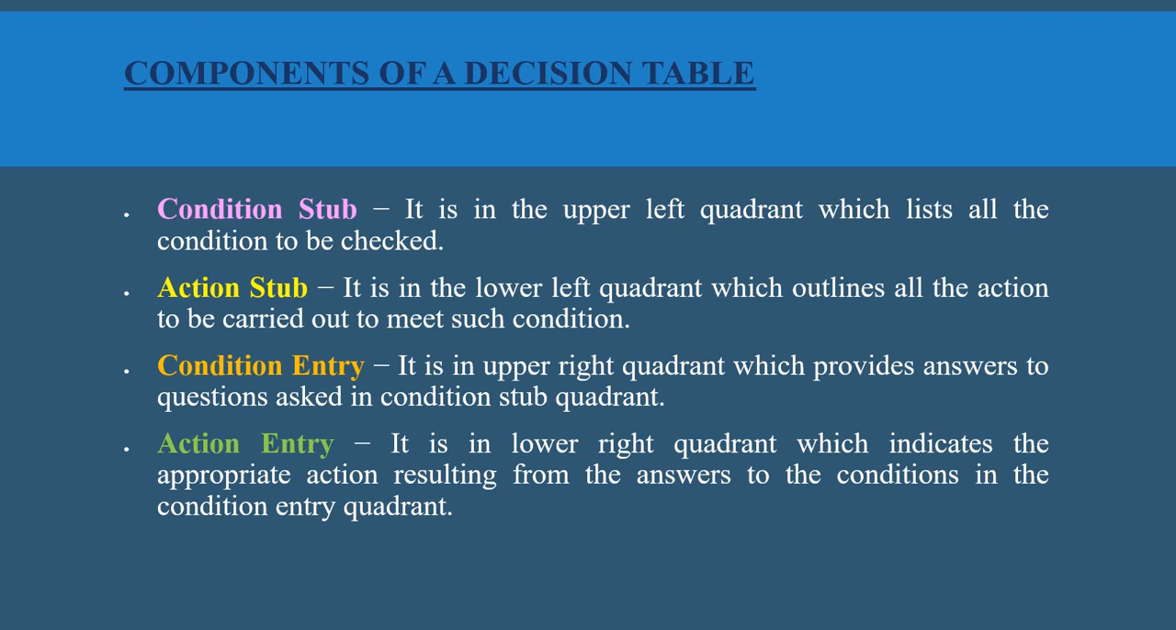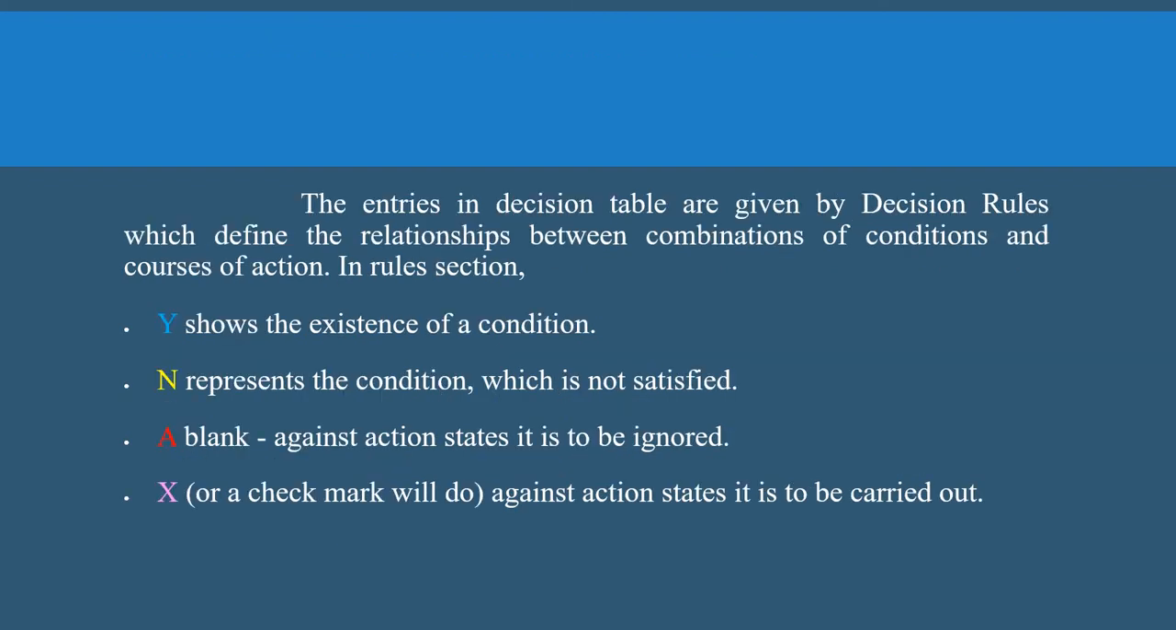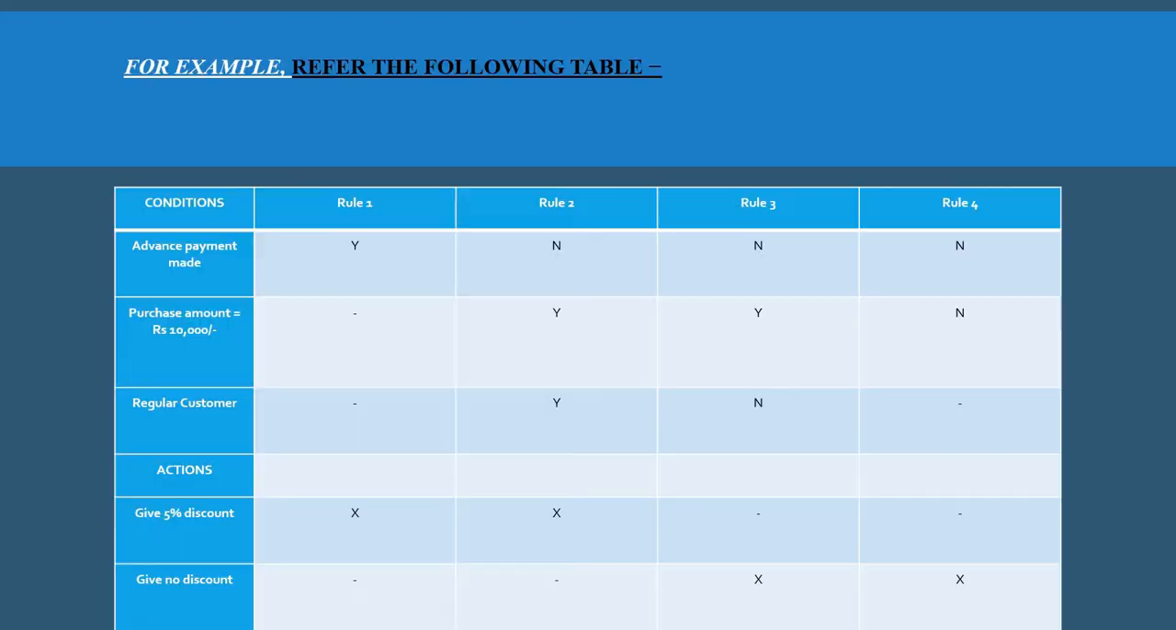And we have the action entry. It is the lower right quadrant which indicates the appropriate action resulting from the answers to the conditions in the condition entry quadrant. The entries in decision tables are given by decision rules which define the relationships between combinations of conditions and the course of action. In the rules section, Y shows the existence of condition.